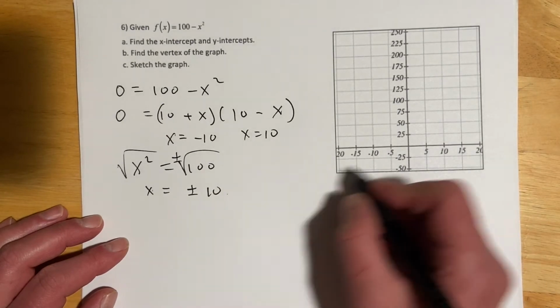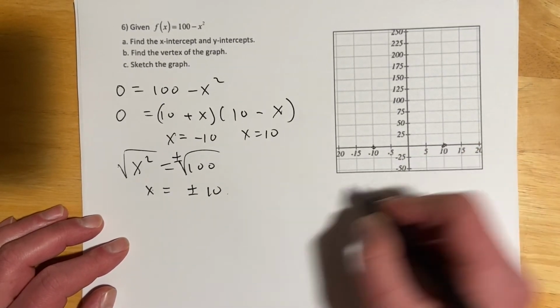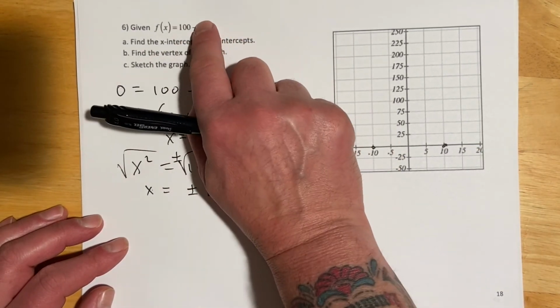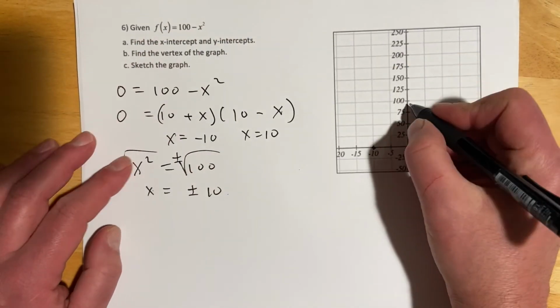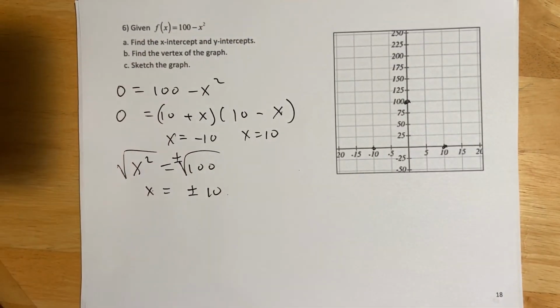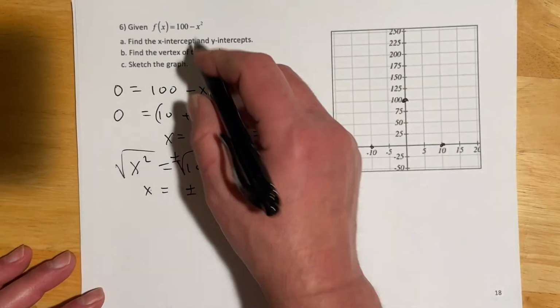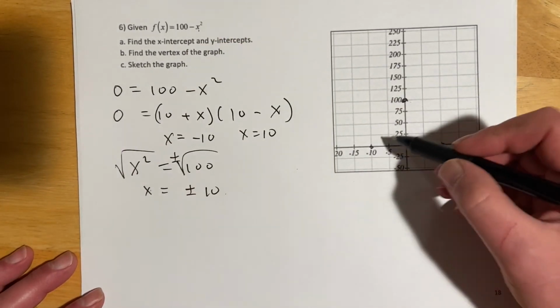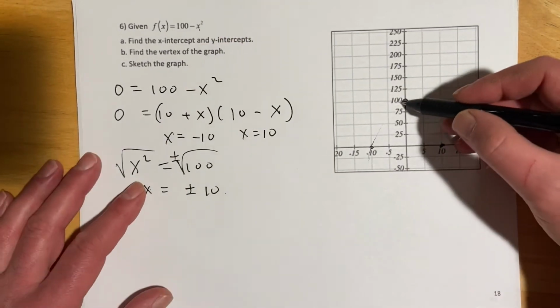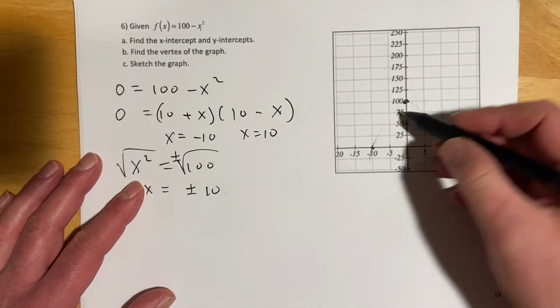So those are going to be my x-intercepts, so those are going to be on the 10s. And then my y-intercept, if I let x equals 0, then y is 100. So that would be my y-intercept. And then on this one, that's nice because that's also my vertex. You could just sort of see that from the symmetry of where these points are coming out.